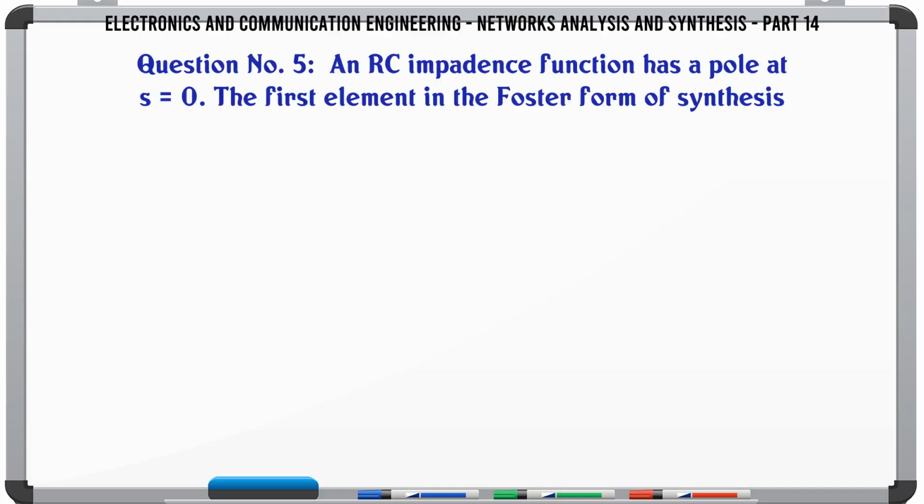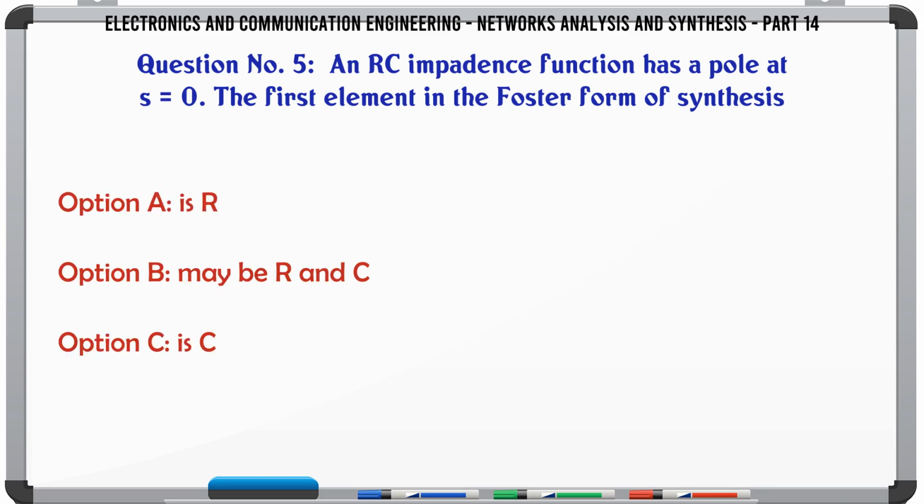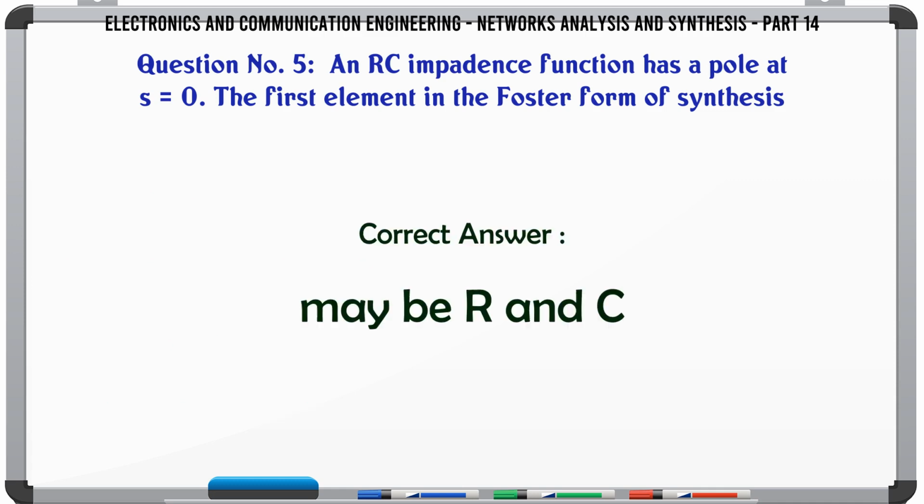An RC impedance function has a pole at s = 0. The first element in the Foster form of synthesis is A. R, B. may be R and C, C. C, D. R and C in parallel. The correct answer is may be R and C.